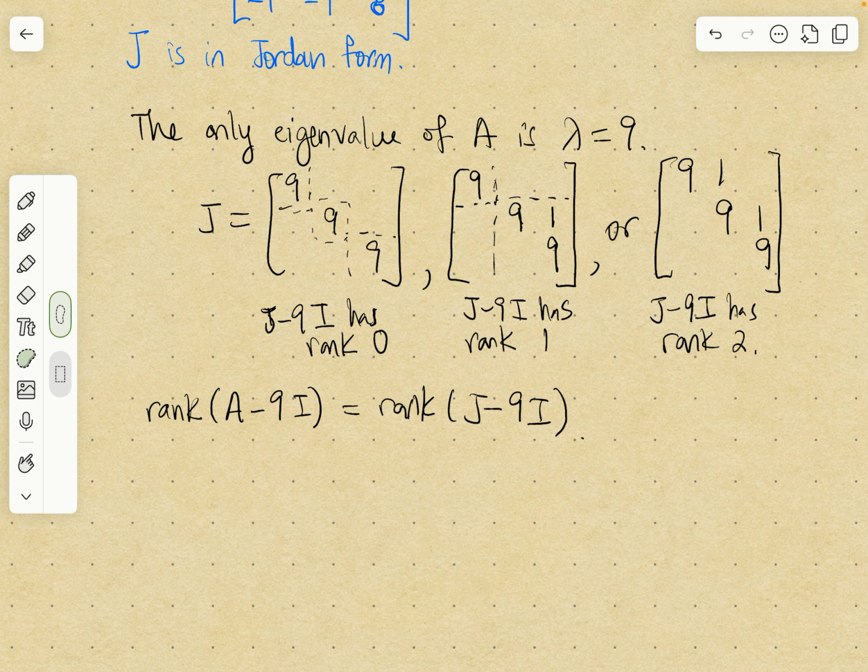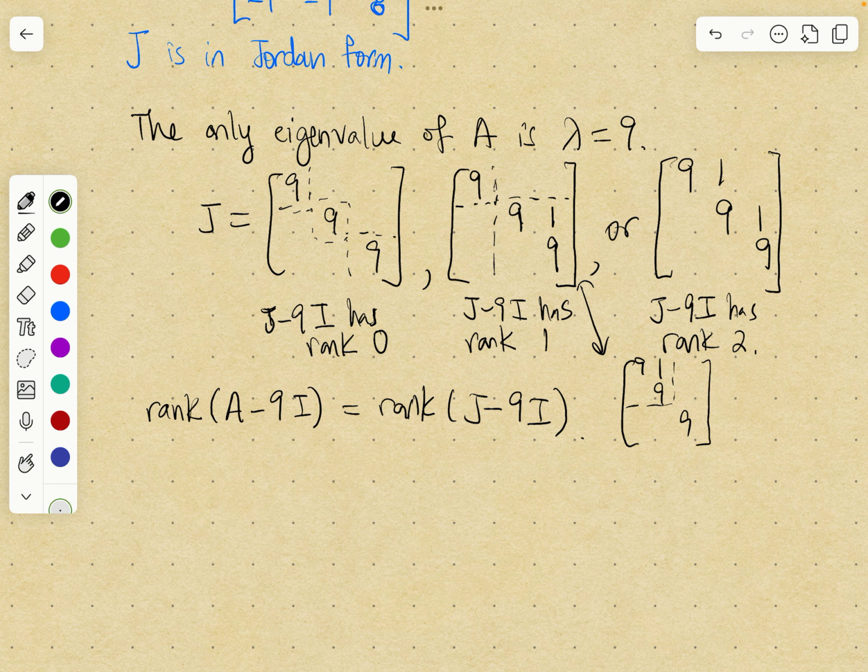Notice, alternatively, we can write this second one as, we can always rearrange the Jordan blocks. So it could be like this, where you just switch the 2 Jordan blocks. It doesn't matter.